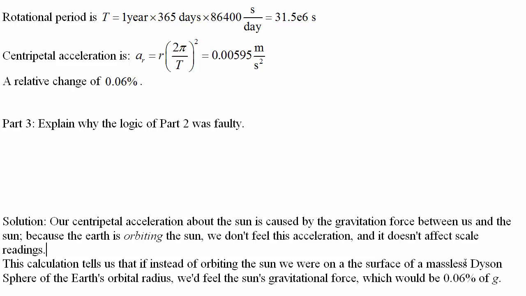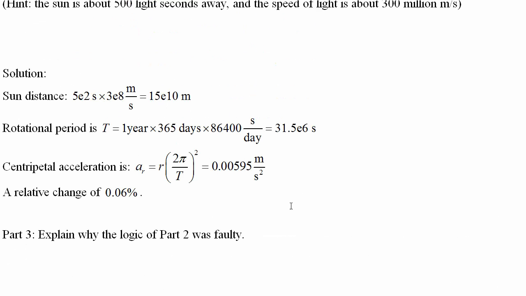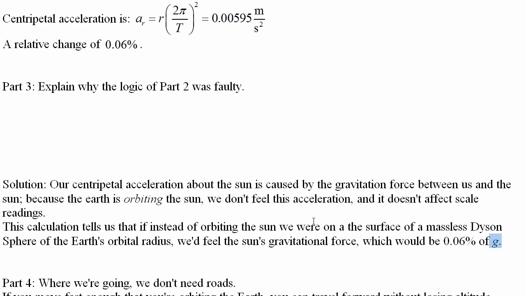If we were to build a massless Dyson sphere, so this gigantic sphere in the solar system, a theoretical device capable of harnessing all of a star's energy, and if we built one with the Earth's orbital radius and then just stood on that so that we weren't rotating, then we'd feel the sun's gravitational force, which would seem to us like 0.06% of what we experience as g from this last calculation.